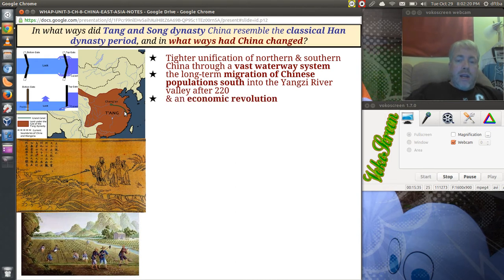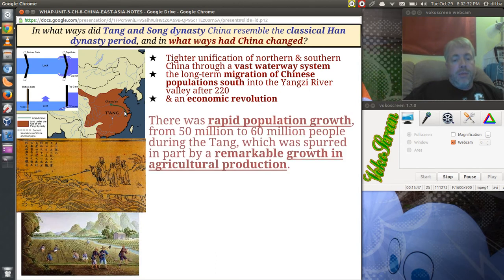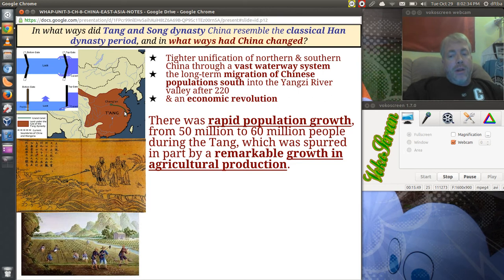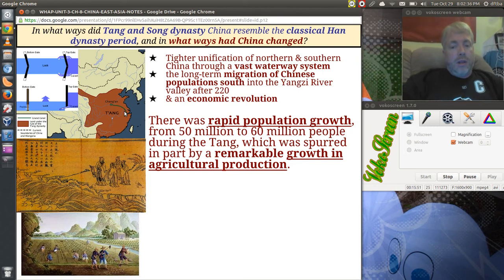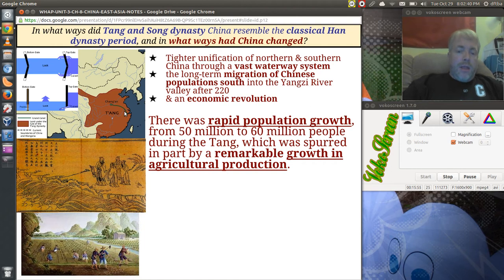It's going to revitalize the economy of China. And it creates an economic revolution of sorts, where people have jobs, there's more money flowing through the system. There's also a whole lot more food to feed people who need it now, because there's a bigger population. There was rapid population growth from 50 million to 60 million people during the Tang Dynasty. This spurs and was spurred on by remarkable growth in agricultural production.